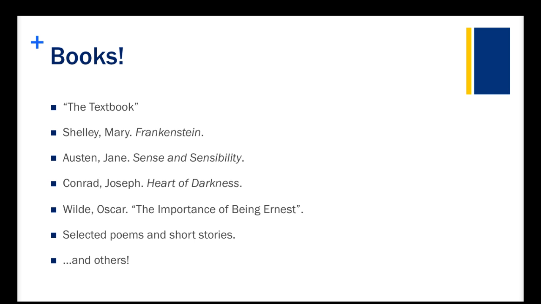So the books that we'll use in class, I call it the textbook. There's a really long name for it. It's called Literature and Composition. But we use that in class. Please bring it to class every day. We read out of it all the time. We're reading Frankenstein, Sense and Sensibility, Heart of Darkness, The Importance of Being Earnest, selected poems and short stories, and others. We'll have some independent reading projects and things like that.